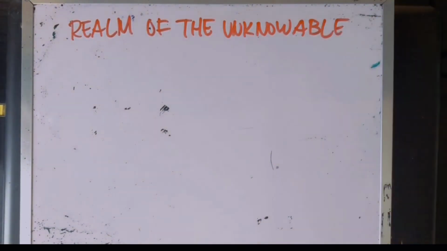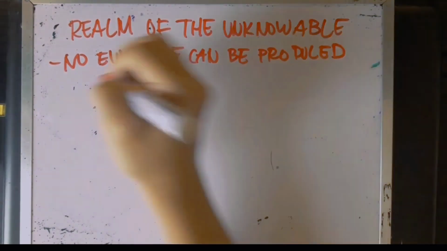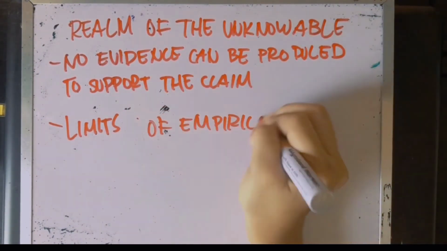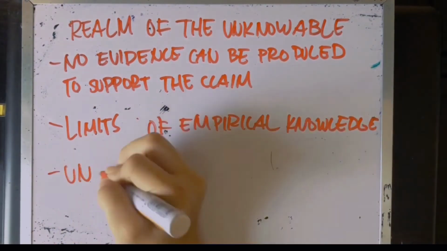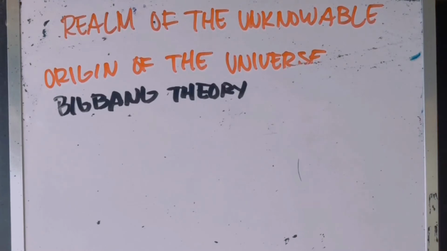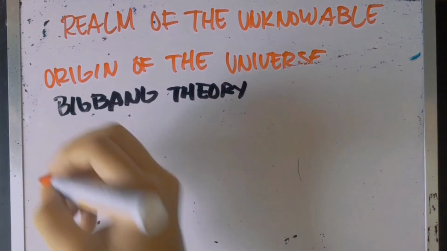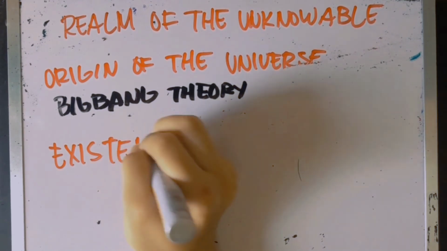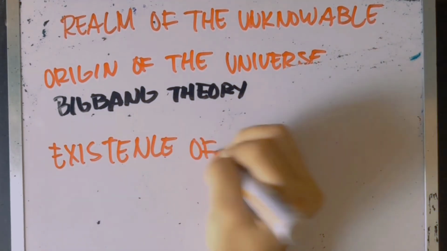We have the realm of the unknowable. No evidence can be produced to support the claims of unknowable knowledge. Examples of these are the origin of the universe. The origin of the universe cannot be explained because electromagnetic waves and other components from the universe's formation that could give clues to how it happened are lost in deep space. We come up with the best theory from the tiny amounts that we can observe and analyze.